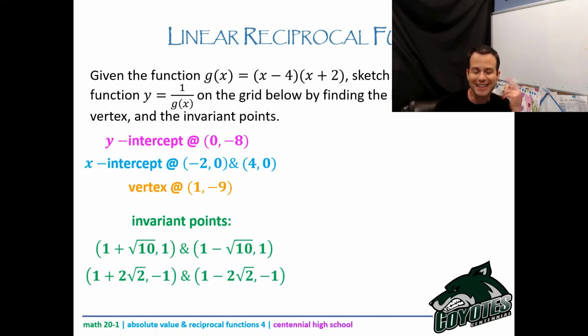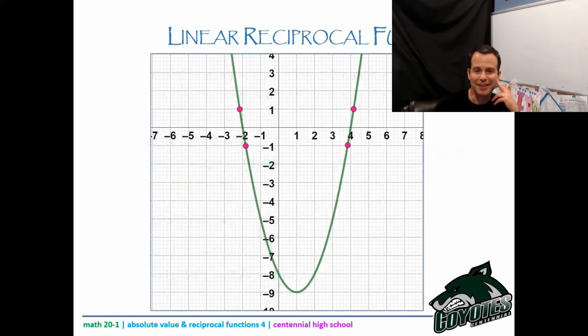Welcome back. Let's compare notes. We've got something like this, okay? So you can see my vertex is at 1, negative 9. My y-intercept's at 0, negative 8. I mirror imaged it here. I've got my 4 invariant points. I've got my x-intercepts at negative 2 and at 4. Okay, everything's good. Now, I want to walk through creating the reciprocal graph.